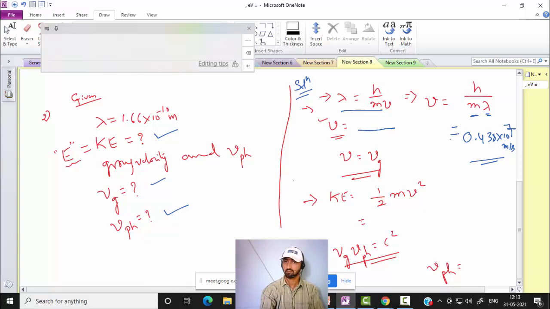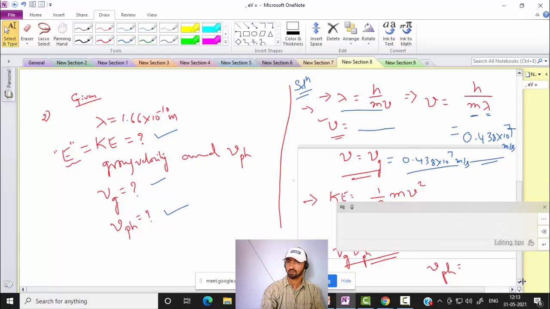This velocity is nothing but the particle velocity. Since the particle velocity v is equal to the group velocity, the group velocity will again be equal to this much: 0.438 × 10^7 meter per second is the Vg value.